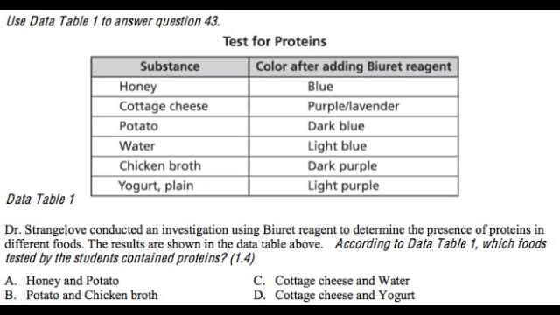Use the table above to answer this question. Dr. Strangelove conducted an investigation using bioreagent to determine the presence of proteins in different foods. The results are shown in the data table above. According to the table, which foods tested by the students contained proteins? A. Honey and potato. B. Potato and chicken broth. C. Cottage cheese and water. D. Cottage cheese and yogurt.